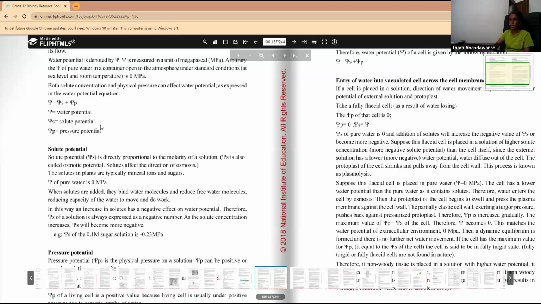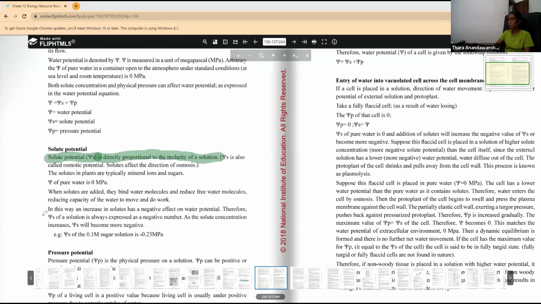Let's see the meaning of this sentence. It says solute potential is directly proportional to the molarity of a solution. That means if the molarity is high, solute potential is high. But the negative value becomes higher and higher when you dissolve more and more solutes.